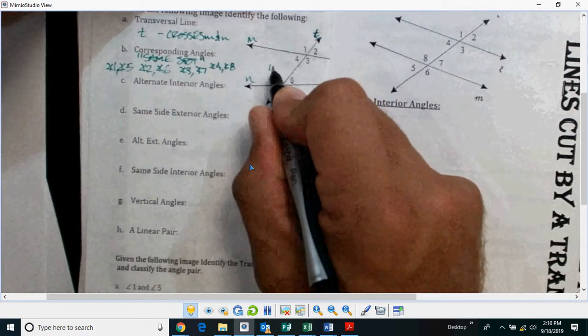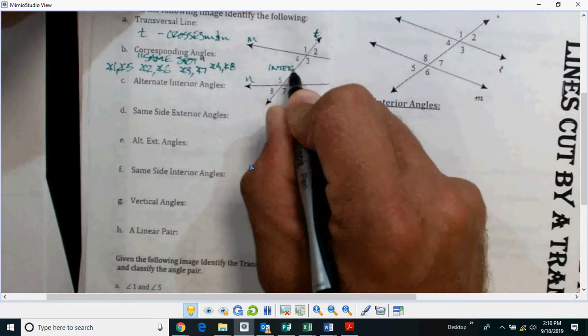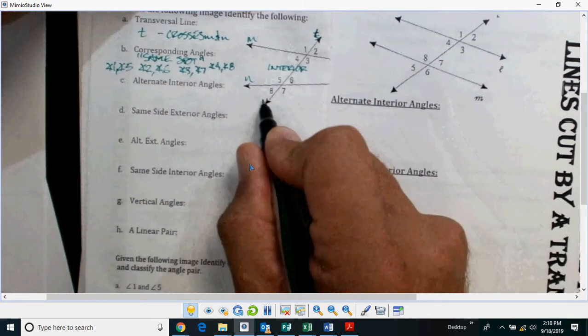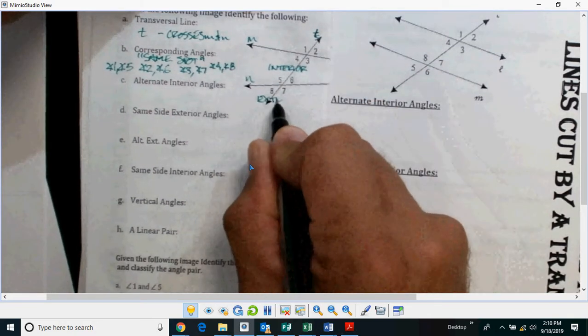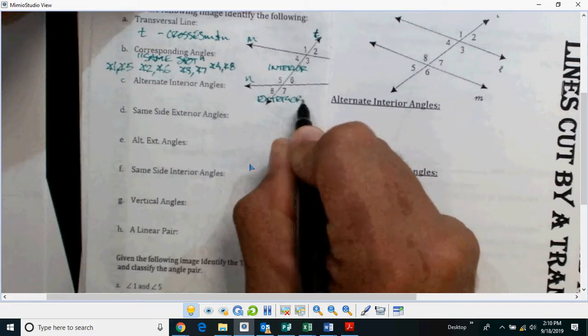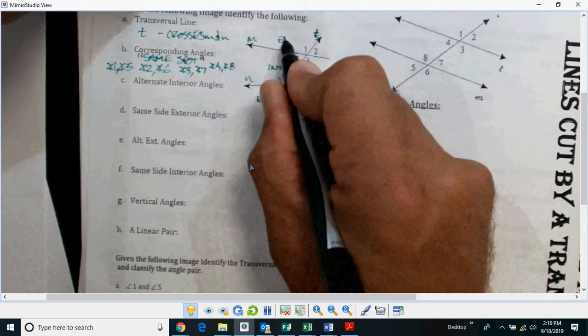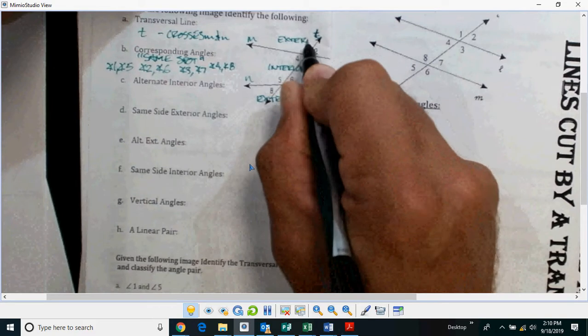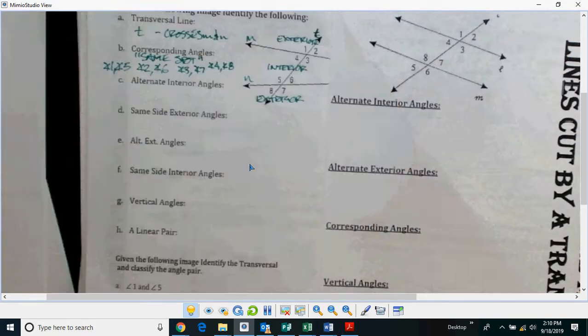All right. Now on your little diagram, I would like for you guys to write right here, interior. And out here, write exterior. Okay, so next we're gonna talk about alternate side and same side, and we're gonna talk about interior and exterior.